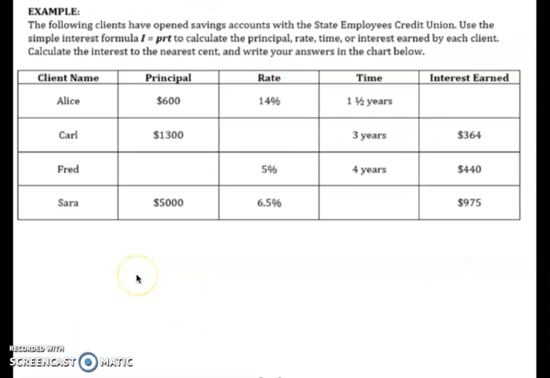So we are going to work through 4 examples. The first example will solve for the interest. The second example will solve for the rate. The third example will solve for the principal. And the fourth example will solve for time.